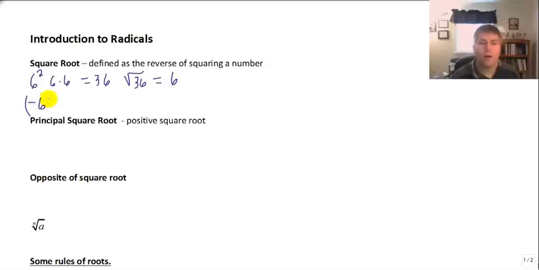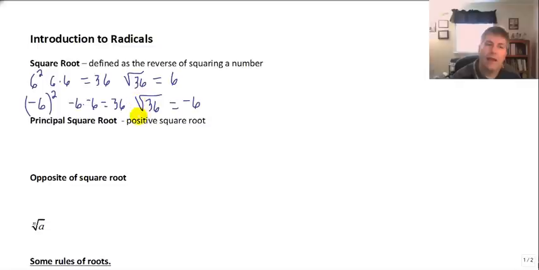Well, that also works for negative 6. Negative 6 squared is, well, that's negative 6 times negative 6, which is also positive 36. So the square root of 36 could also be negative 6. However, we will always work with what we call the principal square root, or the positive square root.